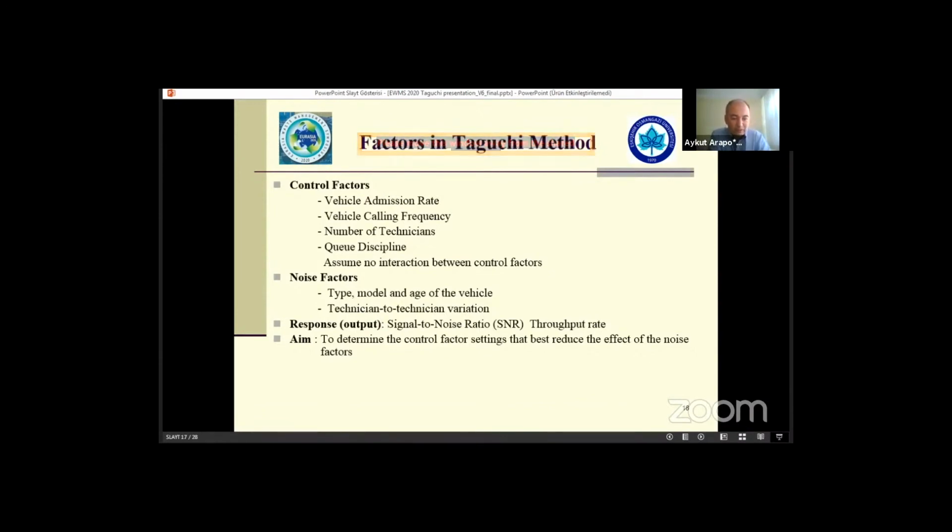The response variable is the throughput rate, and the Taguchi method converts this throughput rate into a signal to noise ratio. This is actually a ratio obtained by a formulation. The aim of the Taguchi method is to determine the control factor settings that best reduce the effect of noise factors. Here we are looking for optimal control factor settings that reduce the noise.